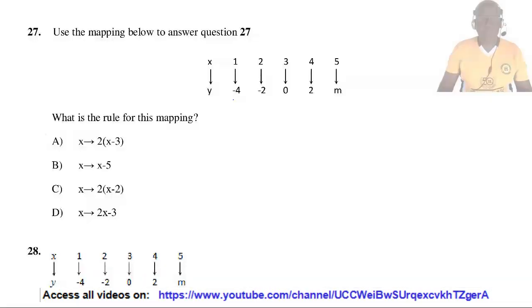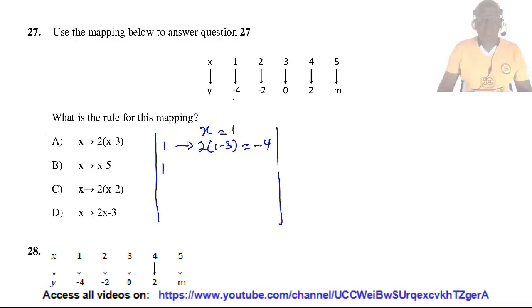Question 27. Use the mapping below to answer question 27. s maps into y. 1 into minus 4, 2 into minus 2, 3 into 0, 4 into 2, 5 into m. We shall use the method of testing to solve this problem. We shall test with s equals 1. For A, 1 will map into 2 times 1 minus 3. 1 minus 3 is minus 2, so minus 4 for this.